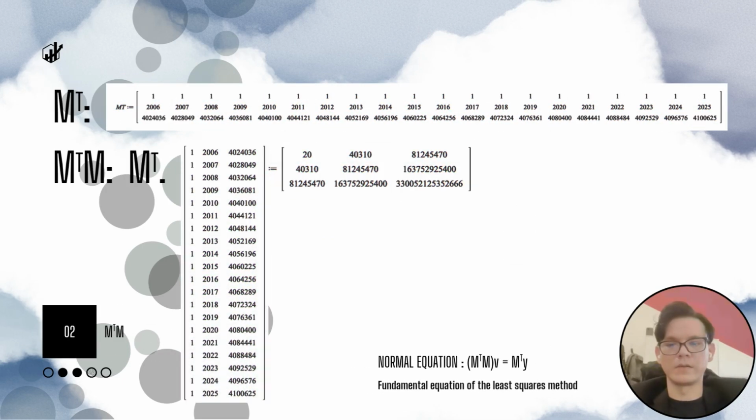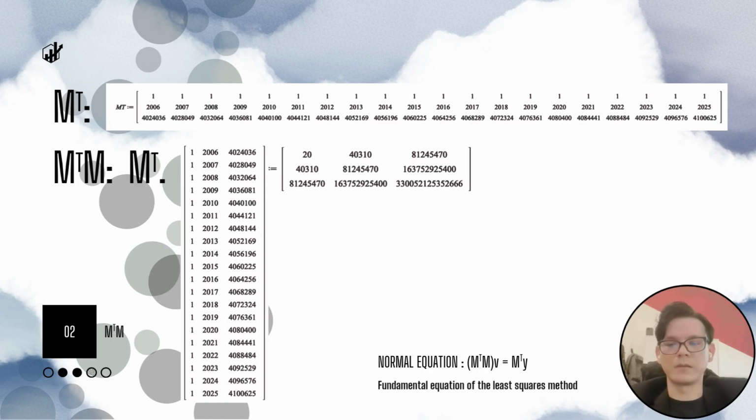In this slide, the transpose matrix, which is MT, is first obtained from matrix M. The transpose operation changes the rows of matrix M into columns. This step is necessary in the least square method because the normal equation is based on the product of MTM dot V equals MT dot Y.